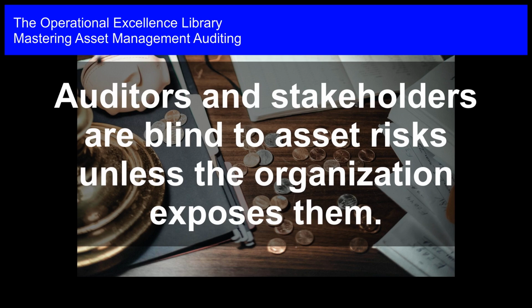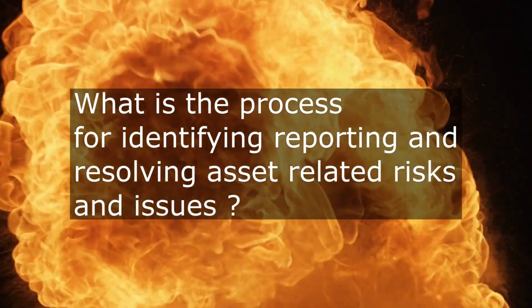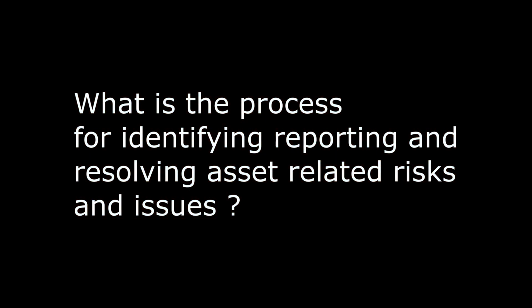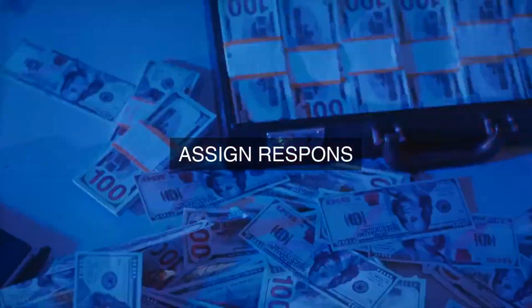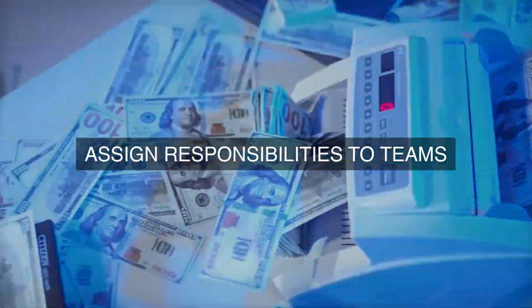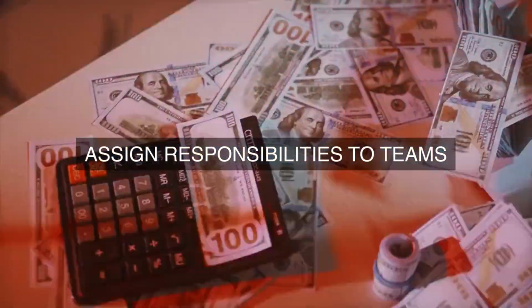Mastering asset management auditing. Auditors and stakeholders are blind to asset risks unless the organization exposes them. When asset management auditing procedures are being carried out, what is the established process within the organization for identifying, reporting, and resolving asset-related risks and issues that its auditors and stakeholders need to be aware of?